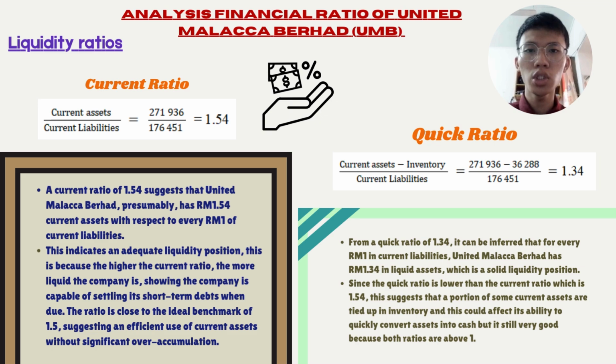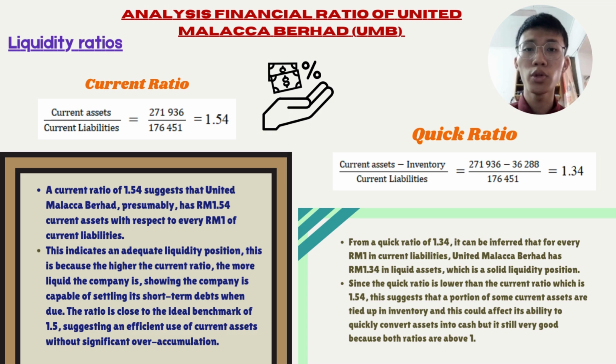First, in liquidity ratio, the current ratio of United Malacca Berhad is 1.54. This indicates an adequate liquidity position. This is because the higher the current ratio, the more liquid the company is, showing the company is capable of settling its short-term debts when due. The ratio is close to the ideal benchmark of 1.5, suggesting an efficient use of current assets without significant over-accumulation. A current ratio of 1.54 suggests that United Malacca Berhad has RM1.54 of current assets for every RM1 of current liabilities. The quick ratio of United Malacca Berhad is 1.34.